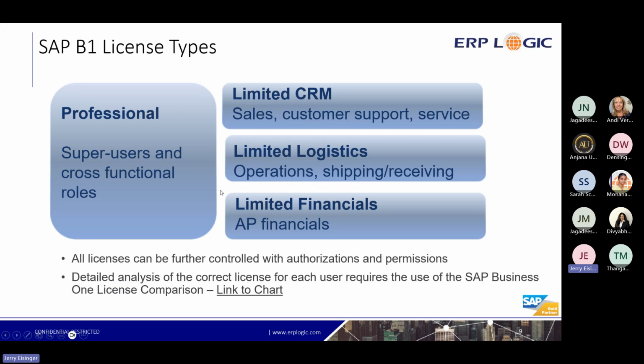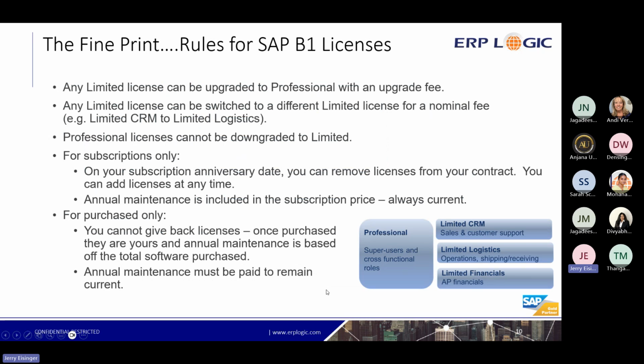So that's really the beginning of it, is to say, here are the license structures. What type of license does each user need? Now, without getting into a ton of detail, there is fine print around some of the rules for this. Any limited license can be upgraded to a professional. So if you start off with a limited CRM and for some reason you need to go to a professional, you can do that just by paying the difference between what the two license types would cost.